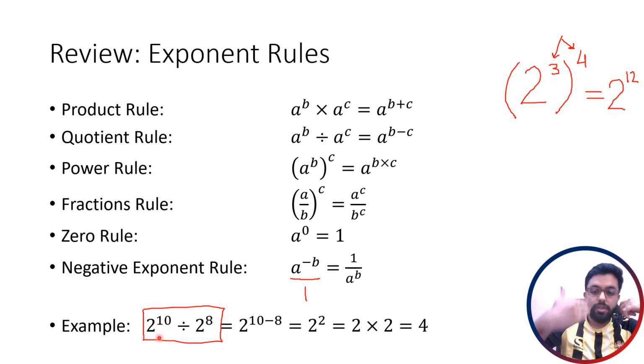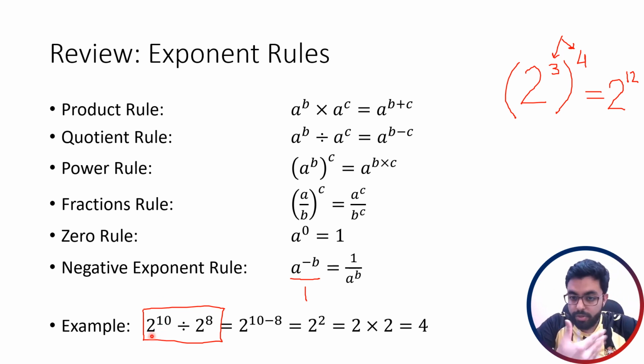Without exponent rules, you have to write this guy out as 2 times 2 times 2 times 2 times 2, 10 times, right? That's what this is telling you, that you're going to multiply the number 2 by itself. How many times? 10 times. That's the information that you get out of the exponent there. And then over here, you're going to have to do 2 times 2 times 2 times 2 times 2, 8 times, right? Again, multiplying 2 by itself, how many times? That's what the exponent tells you, so 8 times.